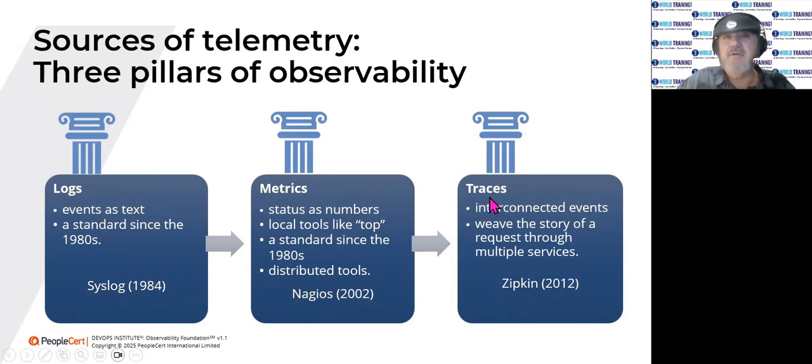And more recently, traces, as a capability to look across different spans of a distributed system where you've got events interconnected and you're looking for patterns across the interconnected systems for tracing an activity through a network. You're trying to weave a story of a request through multiple services or nodes. One of the more popular tools here has been around since 2012. It's called Zipkin.